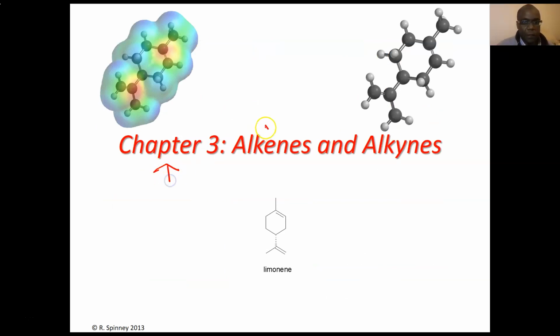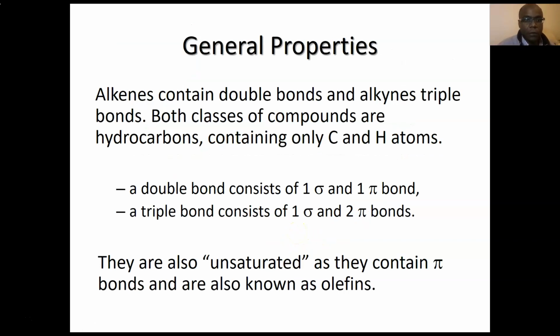In this chapter, we'll discuss alkenes and alkynes, which are more reactive than alkanes. Alkenes is just a molecule having double bonds. For example, you see here limonene. I think if you've ever used menthol for your sore throats, that's the active compound. Okay, so generally alkenes will contain one single bond and one double bond, or one pi bond.